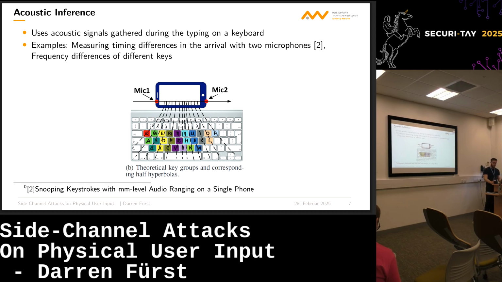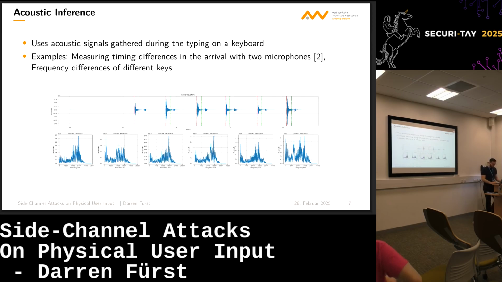So for actual side channel attacks on user input, one of the mediums you may use is acoustic inference. So this uses acoustic signals while someone is typing. And I've brought an example which is different from what I actually did. They use two microphones from a phone here, for example, to construct these parabolas. And you can measure the time difference between the two microphones. And by that, you know in which area of the keyboard it is. So you can see this color-coded here. So you kind of know which letter groups were hit. And then this enables you to brute force more smartly.